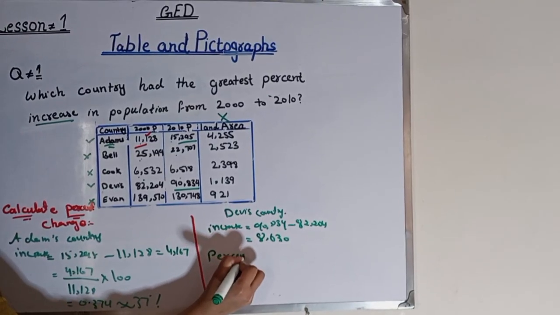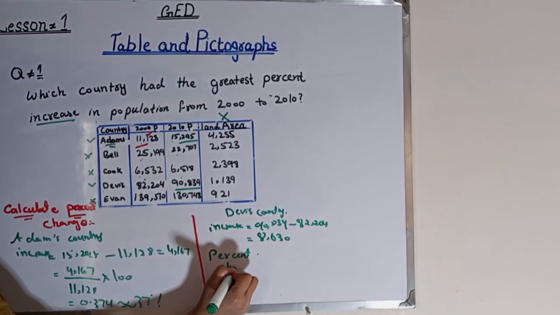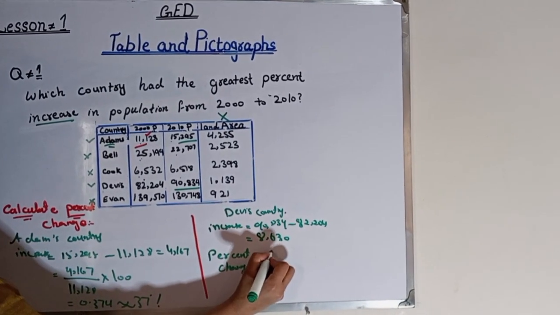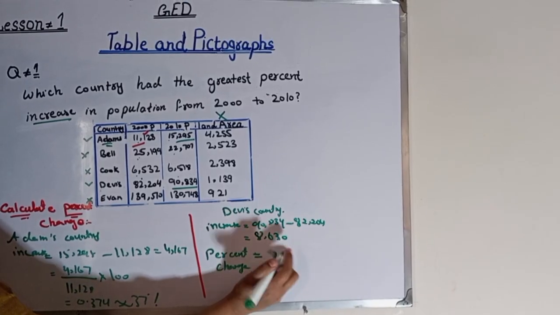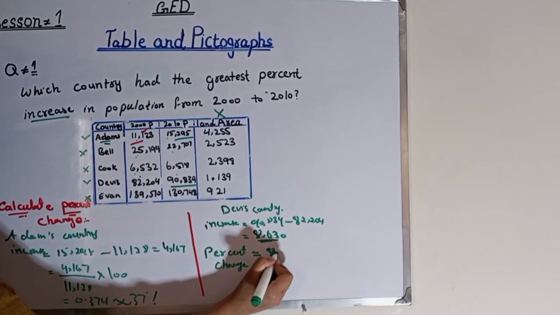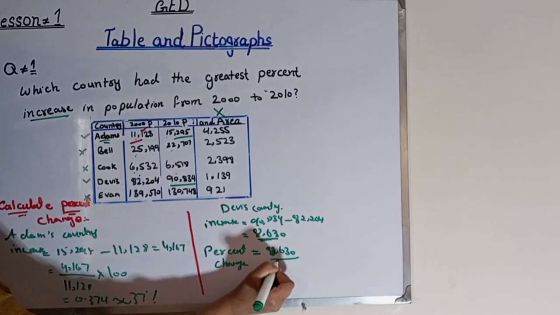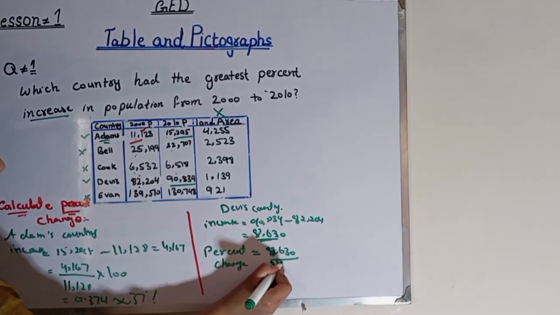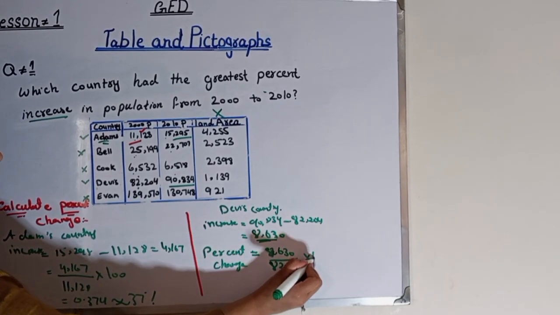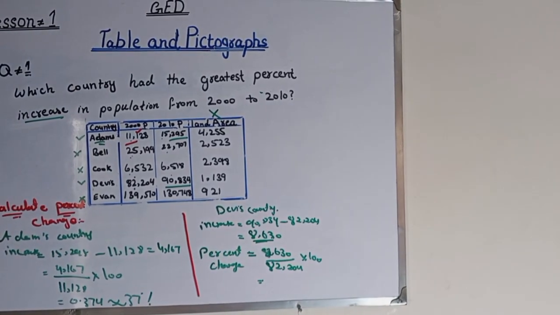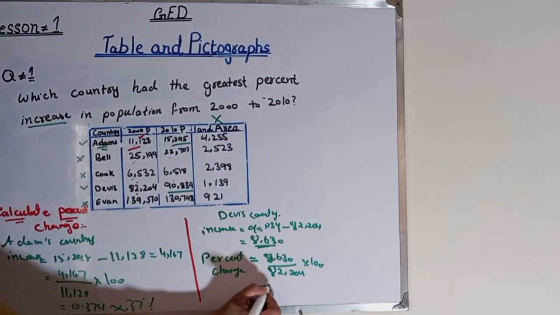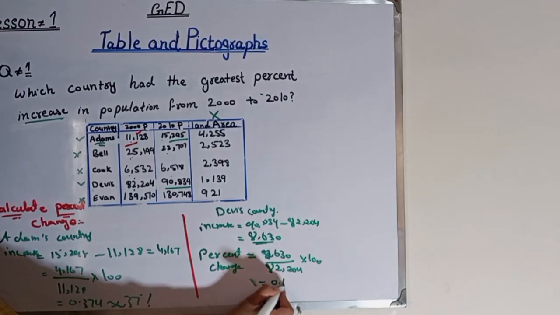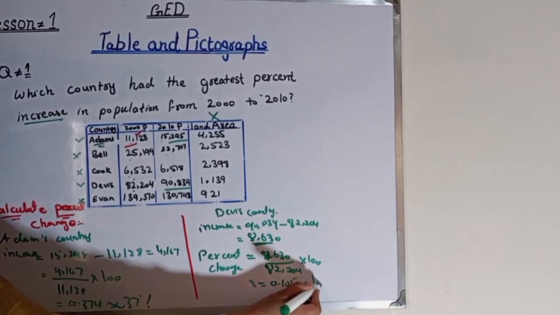Percent change is equal to the change, this is the increase. We will write 8,630 divided by the original 82,204 multiplied by 100. When I calculate this, my answer is 0.105, which will be approximately 10%.